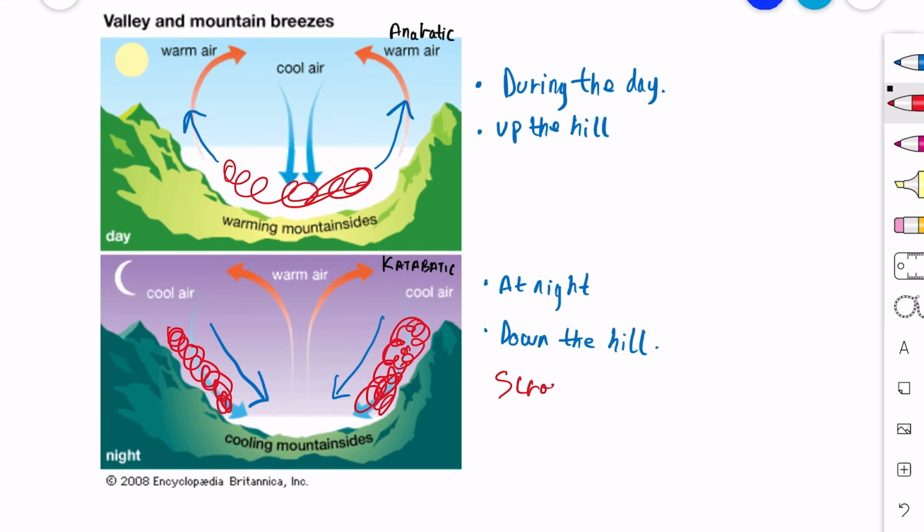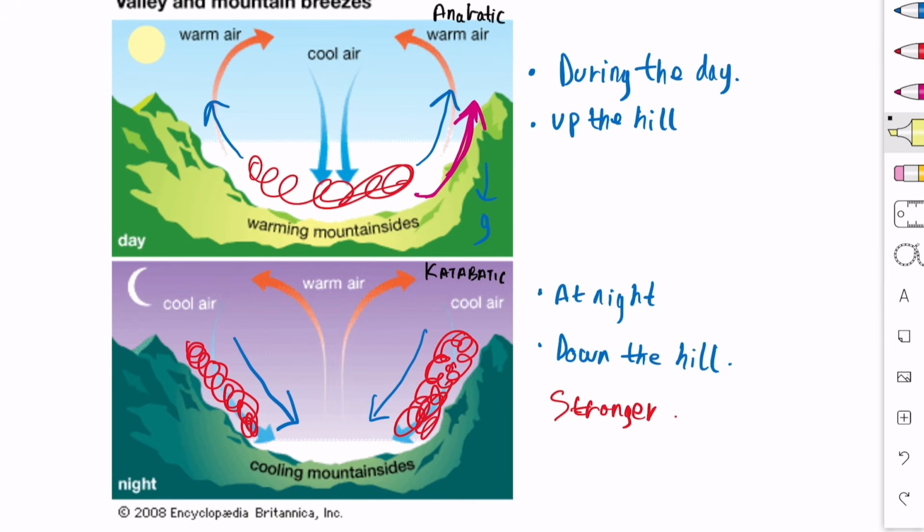The Katabatic wind is stronger. The reason is that in the Anabatic wind, the wind is blowing opposite to the force of gravity. So this is gravity by the earth, and this wind is going up, which is opposing the force of gravity. And if you see over here, the Katabatic wind is coming down and the force of gravity is also pulling it down. So this is stronger, because it is not opposing the force of gravity.